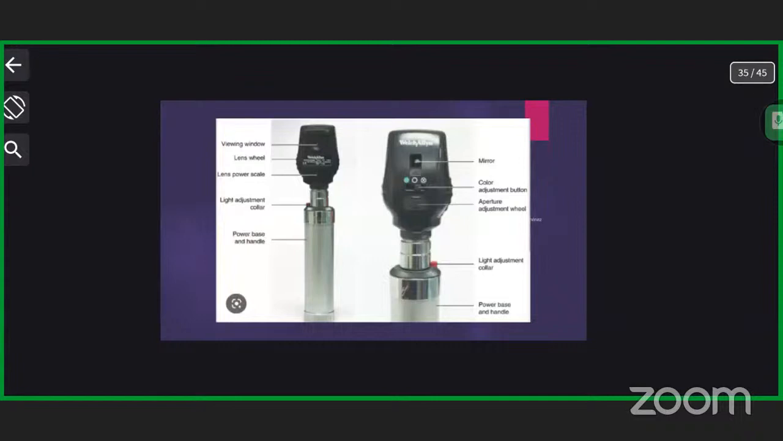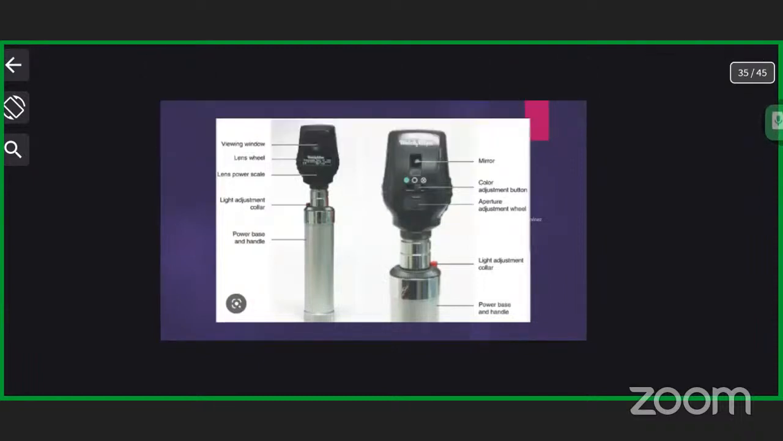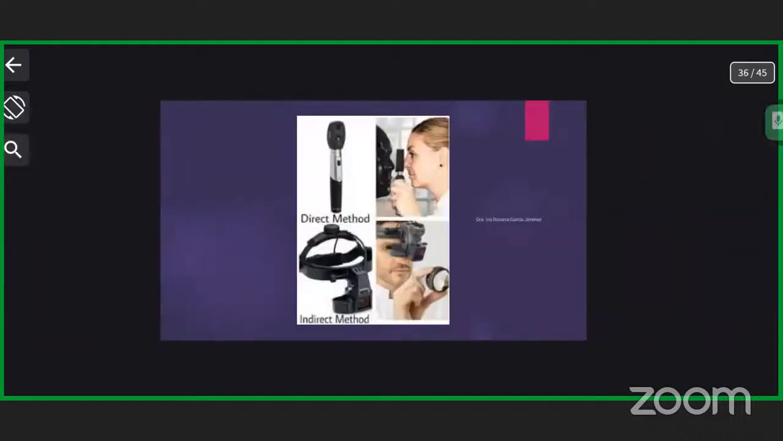Of course, the power base and handle, for holding the device. We have the mirror, we have the color adjustment button, because according to the color, you can look for different structures and different, well, maybe some variations about it. You have the aperture adjustment wheel. You have the light adjustment. Let's consider this. I think it's important.